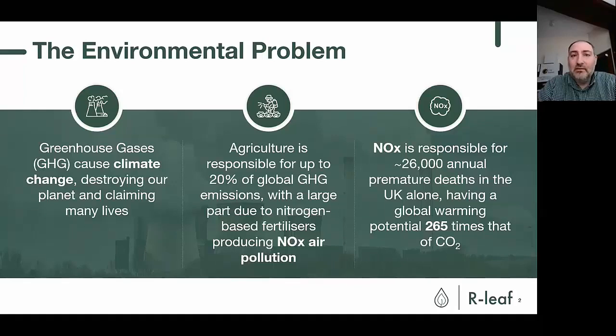Nitrous oxide as a whole is responsible for 26,000 premature deaths in the UK alone. So that's why we're trying to do something about it, both by reducing the amount of fertilizer that is used, so that we reduce the source of the problem, but also because RLIF has the ability to capture that nitrous oxide and convert it to nitrate. That is the unique point about this technology.